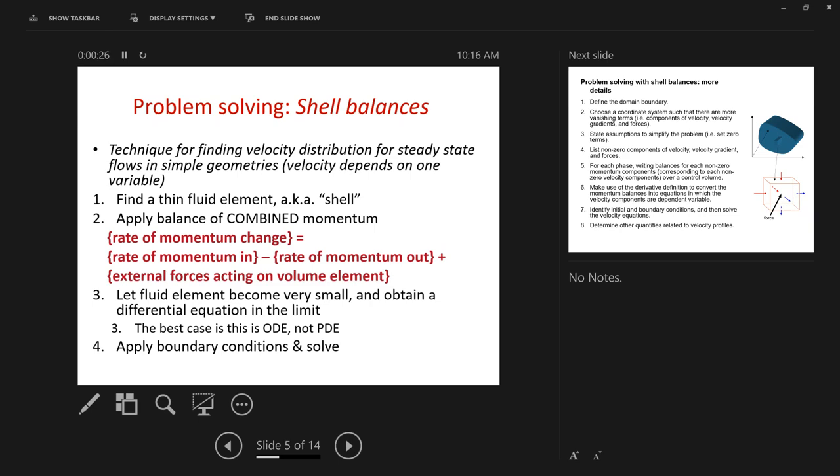And we're going to focus on simple geometries. Now, a lot of equipment actually comes in terms of tubes, or flow between two parallel plates. Fractures in porous media can be expressed that way as well. Or flow in an annulus, and sometimes around a sphere. Those are the main simple geometries that we're going to work on.